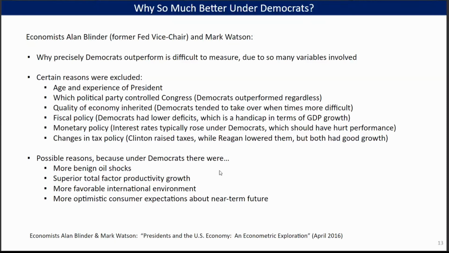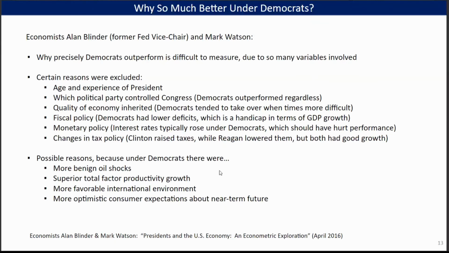Some of the reasons they gave: The Democrats had more benign oil shocks typically than Republicans. Productivity grew quicker under Democrats for whatever reason. Everybody was so happy there was a Democratic president that they were more productive. I don't know. We don't know. More favorable international environment, less wars, less strife with other countries. And then also consumers tended to be more optimistic during Democratic presidencies than Republican for whatever reason.